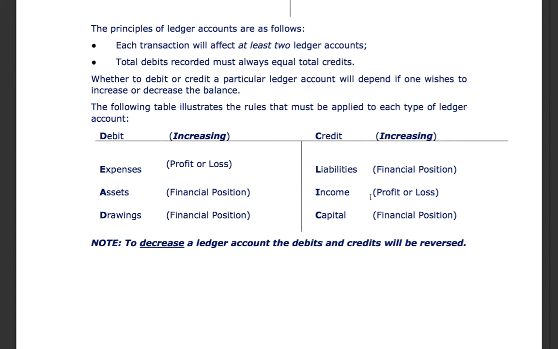On the other hand, liabilities, you need to credit them to increase them, debit them to reduce them. Income, the same thing happens. You have to increase them by crediting it. And finally, you have capital. You have to credit your capital to increase it. Are we good? Yeah.